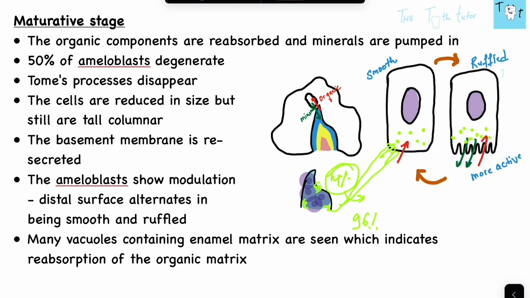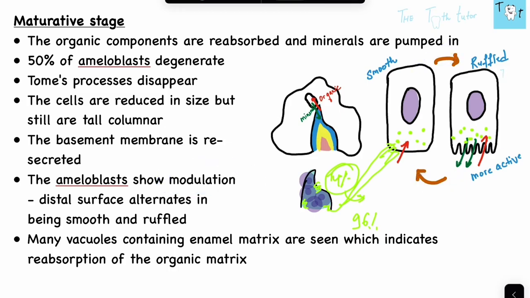Okay, and what will happen in the smooth border stage? It will reabsorb all the enamel matrix, and in the ruffled border stage, it will still reabsorb the matrix, but it will also pump in more ions to cause this mineralization. Okay, so this process of switching between smooth and ruffled stage is called modulation.